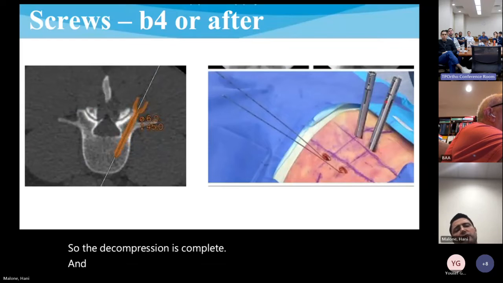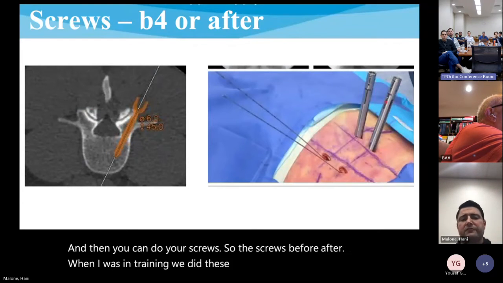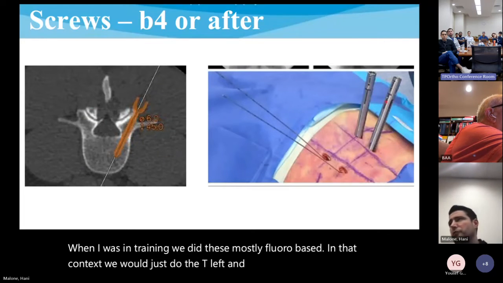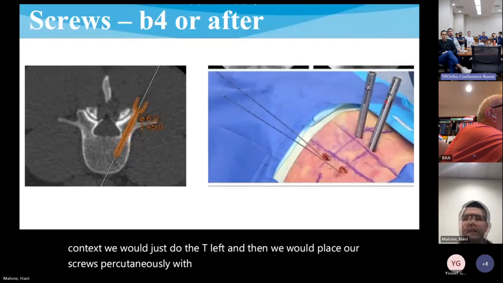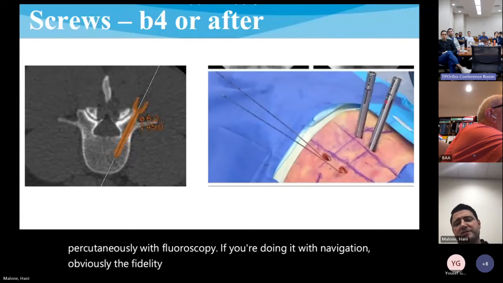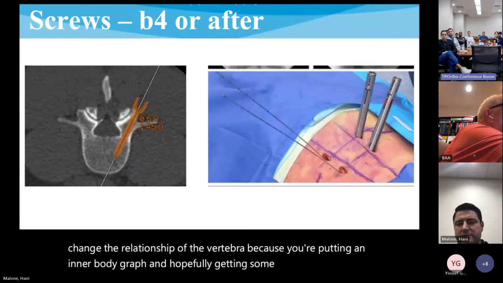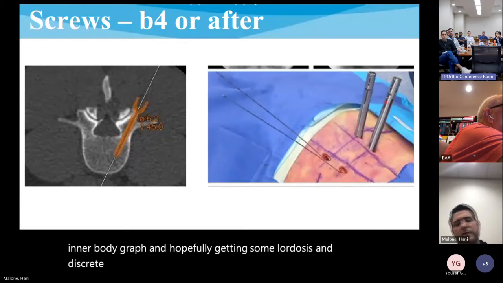And then you can do your screws. So the screws before or after? When I was in training, we did these mostly fluoro-based. In that context, we would just do the TLIF and then place our screws percutaneously with fluoroscopy. If you're doing it with navigation, obviously the fidelity of your navigation is going to be compromised by the interbody work, because it's going to change the relationship of the vertebrae, since you're putting in an interbody graft and hopefully getting some lordosis and disc height restoration, et cetera. So it's better to use your navigation up front.